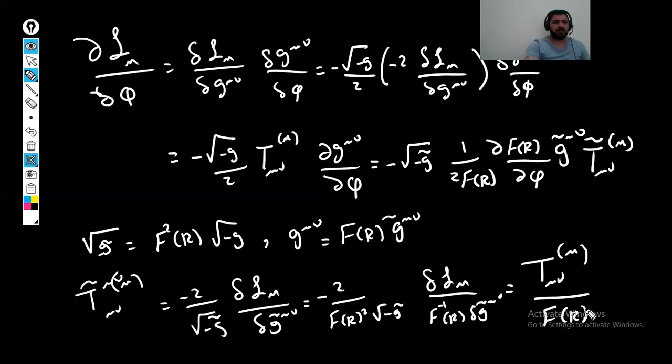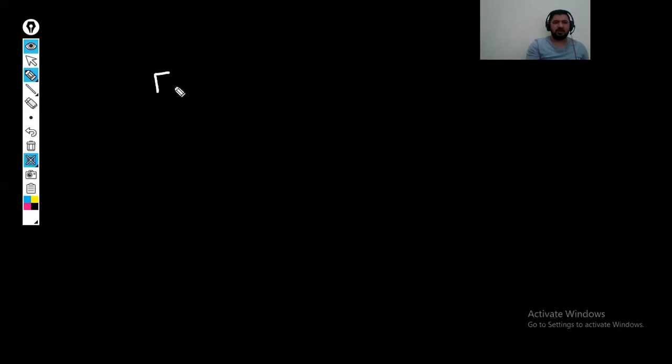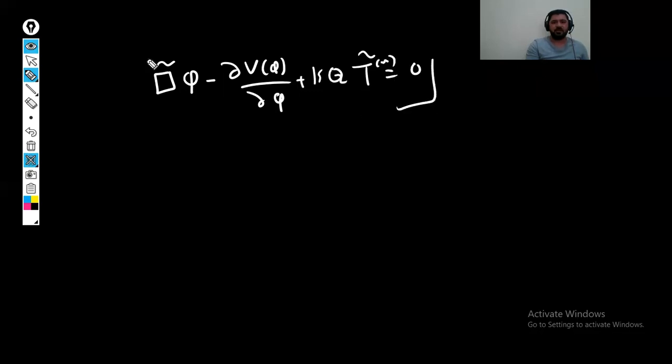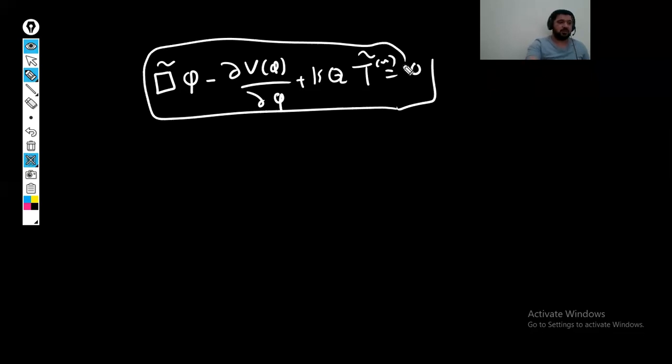Okay. Now if we define these terms here, 1 over FR dFR over d phi, as 2 kappa, the strength of coupling between the field and the matter. If we divide it as here, we have the square root of minus g, and this one we define as kappa q, and here we have T tilde mu nu. Then the Klein-Gordon equation for the scalar field can be written as the Laplacian of phi minus dV over d phi plus kappa q T tilde, and this is for the matter. So now this is the Klein-Gordon equation for the scalar field.